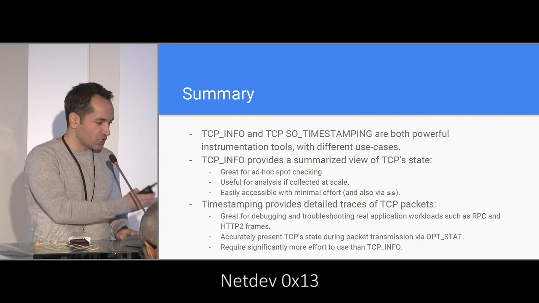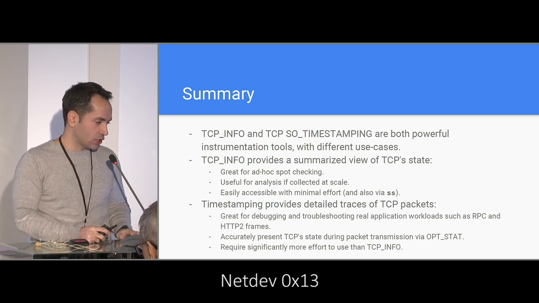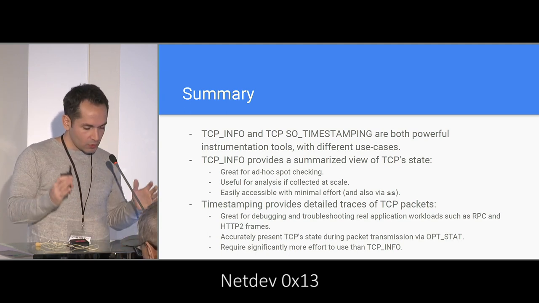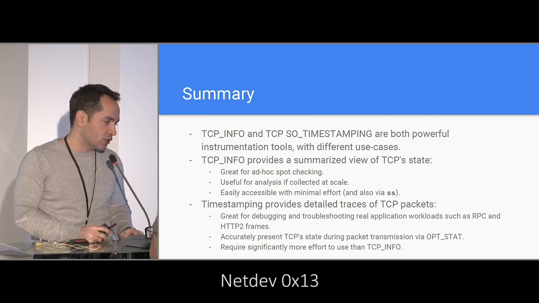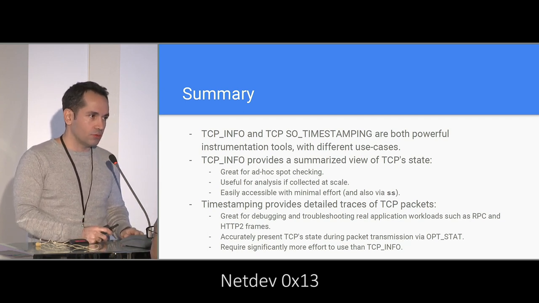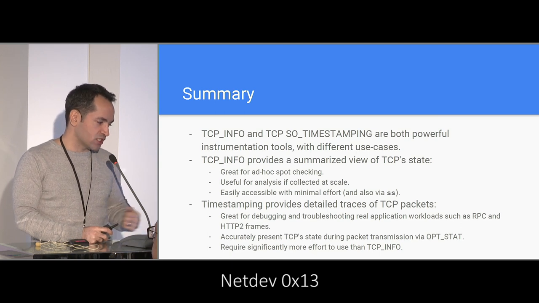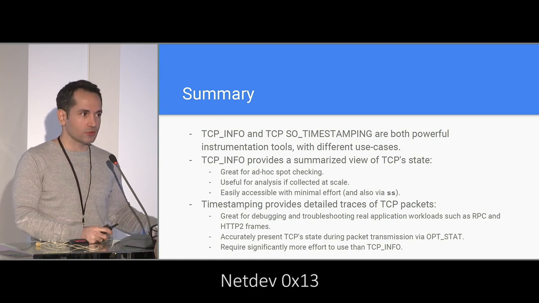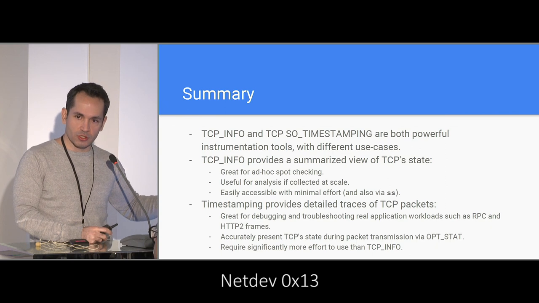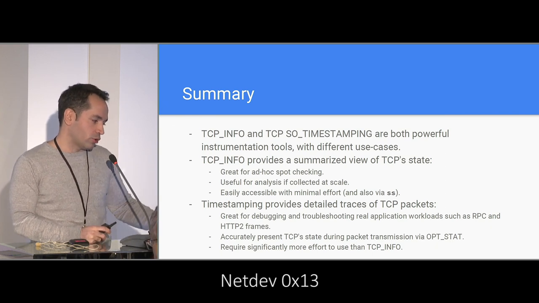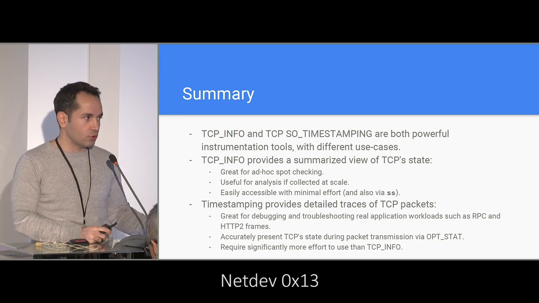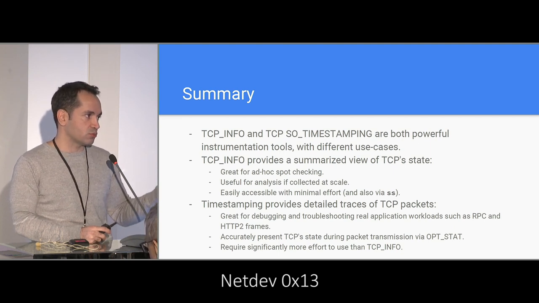With opstats, you basically have TCP info and timestamping. If you want to have a summarized view of your TCP state, TCP info is great. It's very easy to use. It's just one syscall. TCP timestamping is much more difficult to use. You have to handle errors, read the error queue, understand timestamps. But they provide more functionalities, especially if you want to debug application performance.